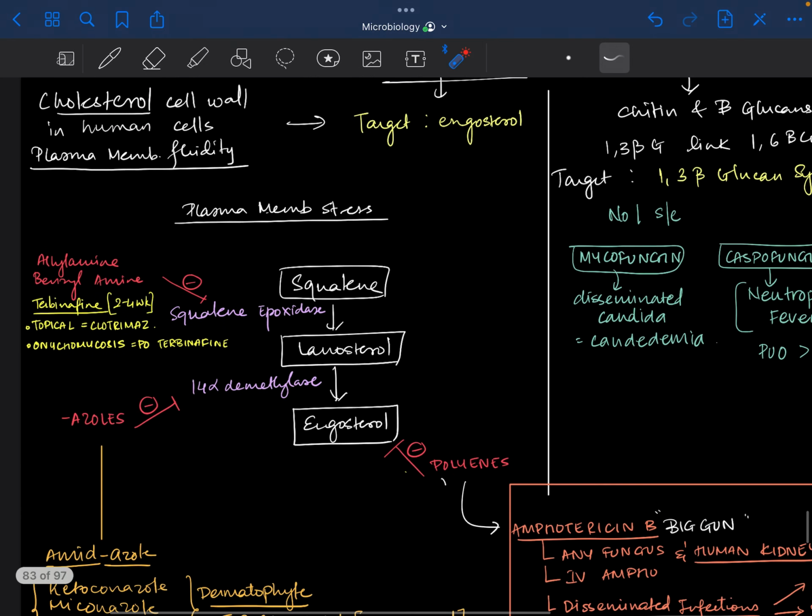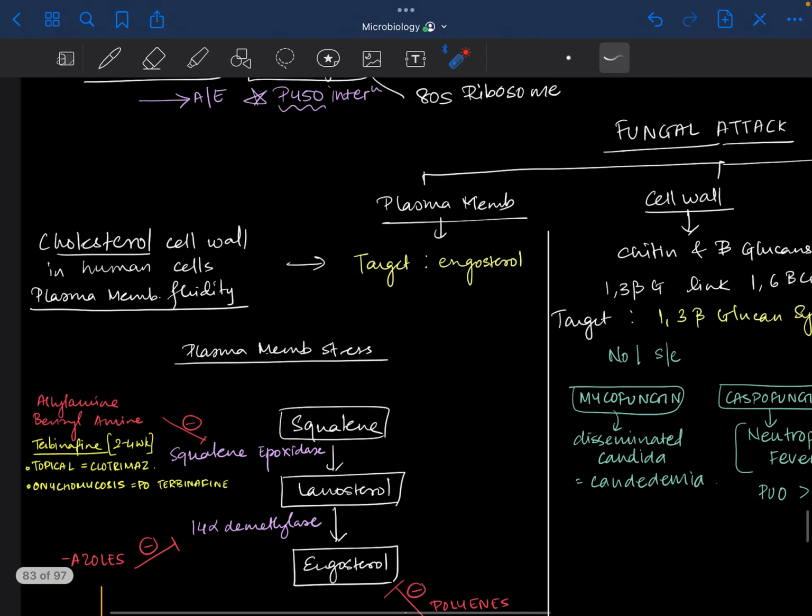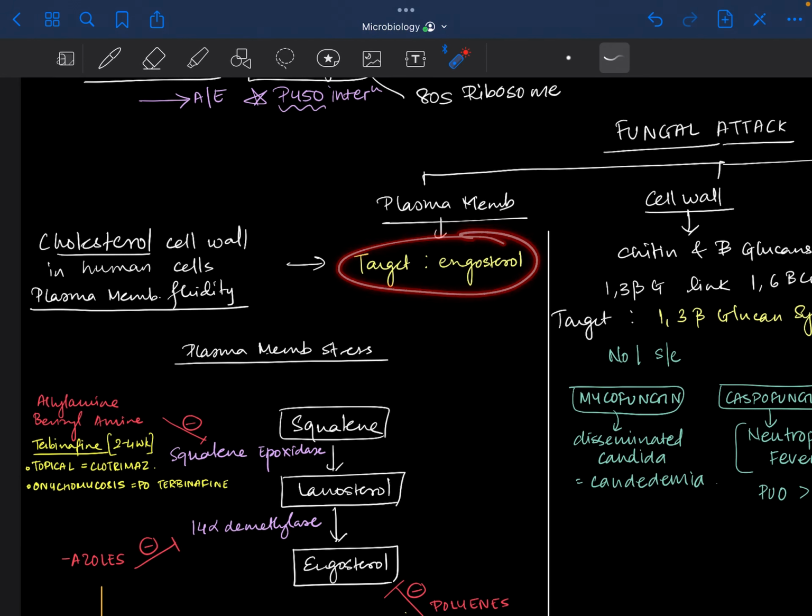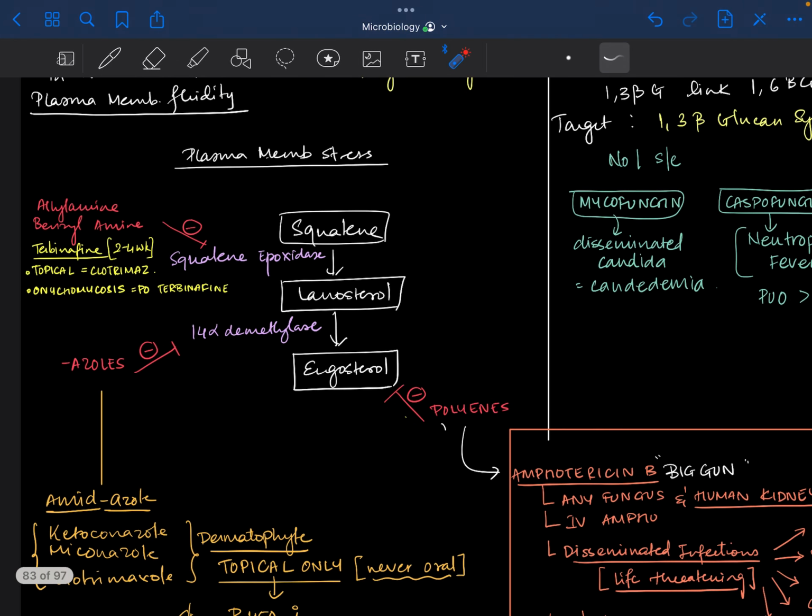What is the role of ergosterol or cholesterol in our cell? It gives the plasma membrane its fluidity. So when we are giving any drug that will target ergosterol, it will cause plasma membrane stress. To understand this, you need to understand how ergosterol is made.